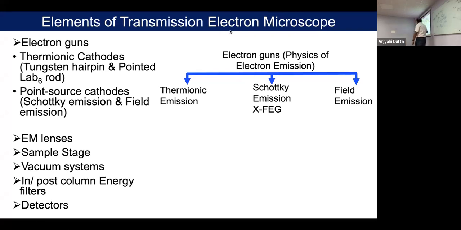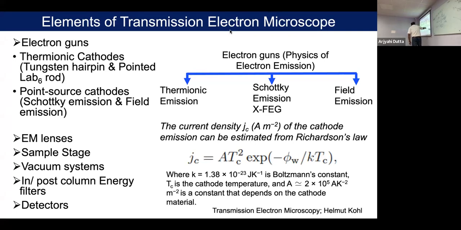So this electron gun, you have a different type of emission, that is thermionic emission, Schottky emission, and field emission gun. And in this particular case, when there is a metal ion, how much electron density we are getting from that metal. Based on that, we can classify this electron microscope as a good quality microscope or a poor quality microscope.